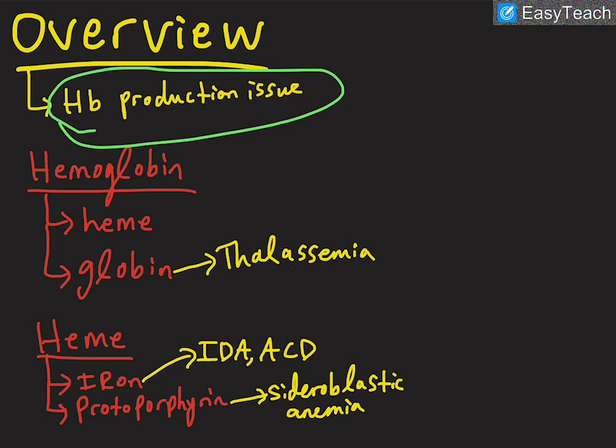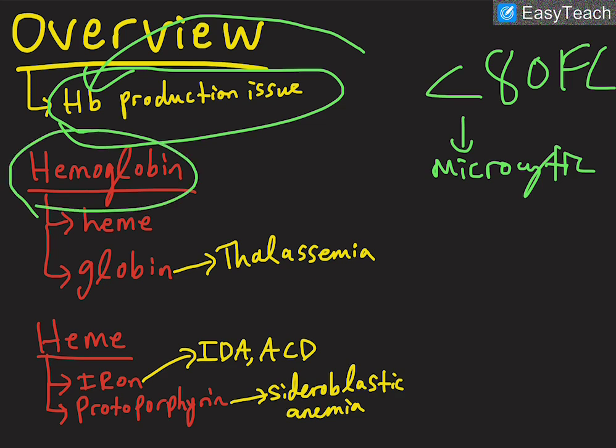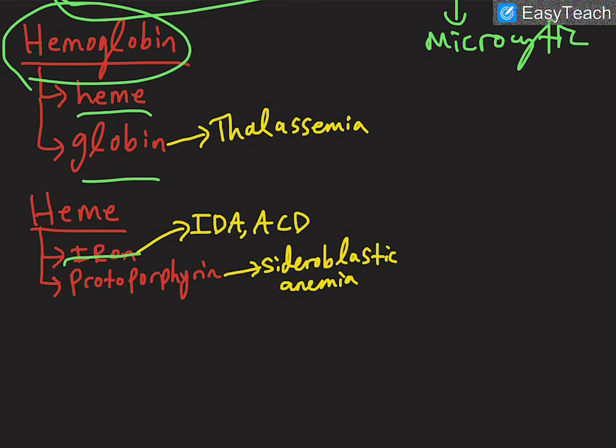Microcytic anemia is a hemoglobin production issue. You don't have enough hemoglobin inside your red blood cells, therefore your red blood cells are less than 80 femtoliters, because you don't have enough hemoglobin production, which means you have microcytic anemia. We went over that in our previous slide, so that should have been a review. Hemoglobin is made up of heme and globin. Heme is made up of iron and protoporphyrin.